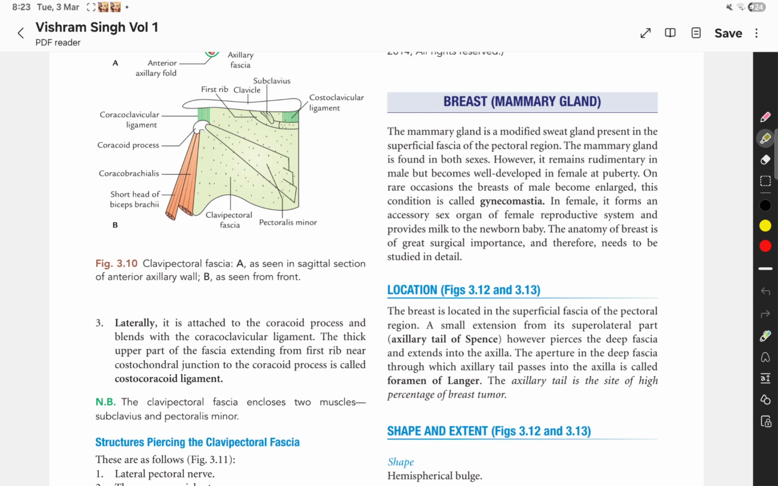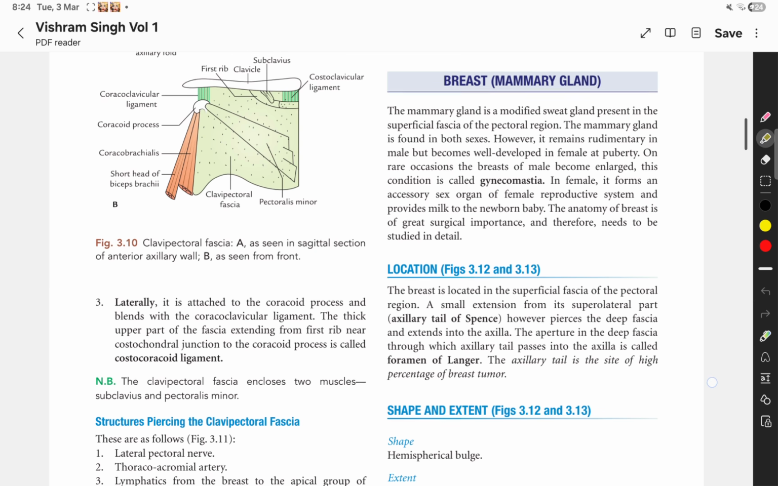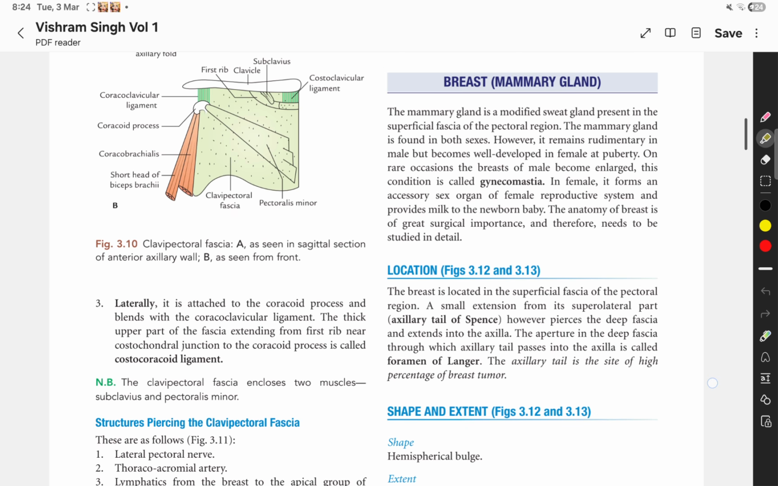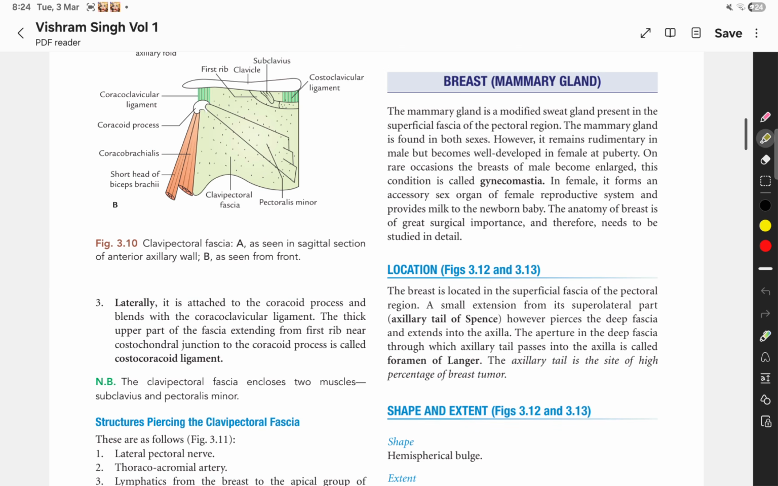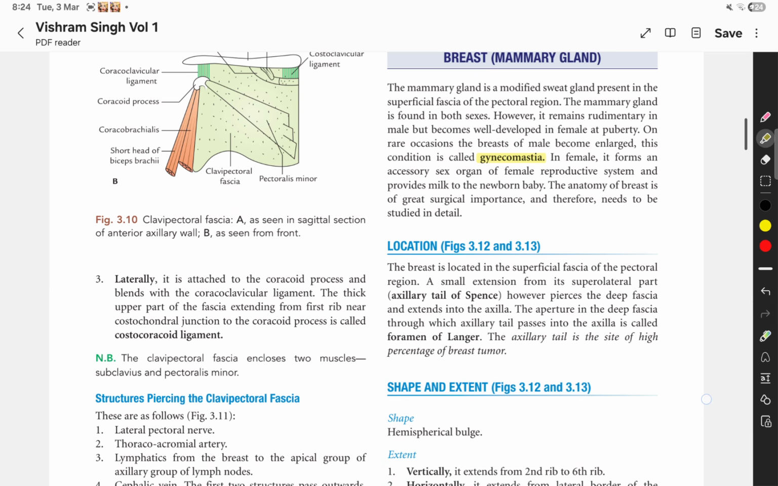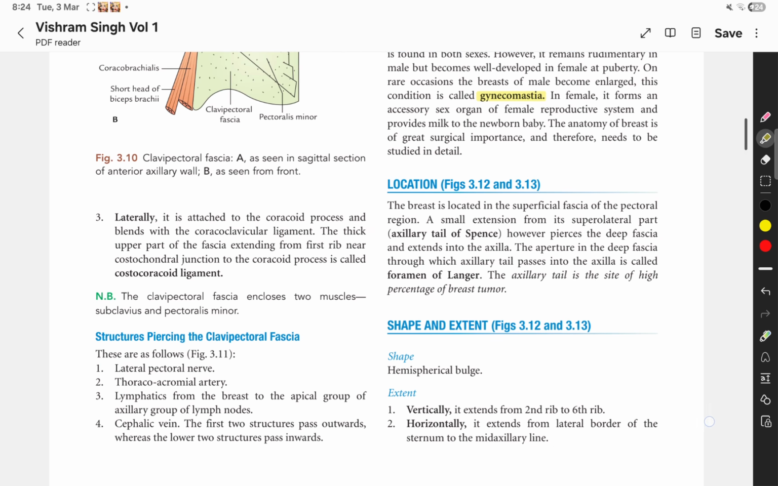However, it remains rudimentary in male but becomes well developed in female at puberty. On rare occasion, the breast of male becomes enlarged. This condition is called gynecomastia. In female, it forms a necessary sex organ of female reproductive system and provides milk to newborn baby. Anatomy of breast is of great surgical importance and therefore needs to be studied in detail.